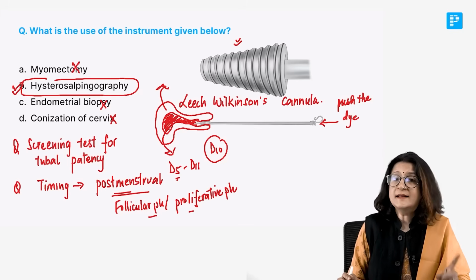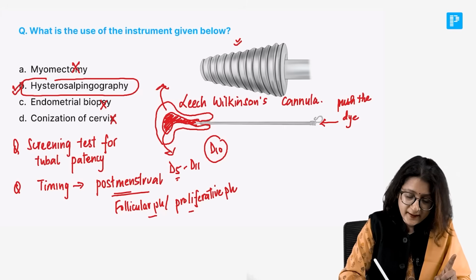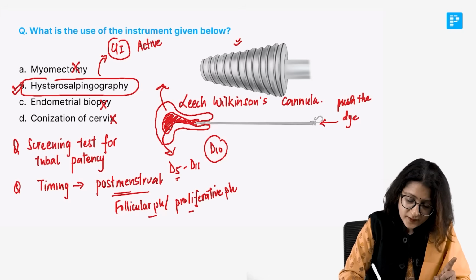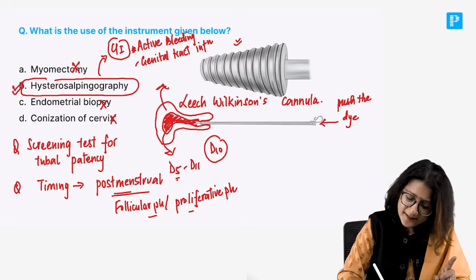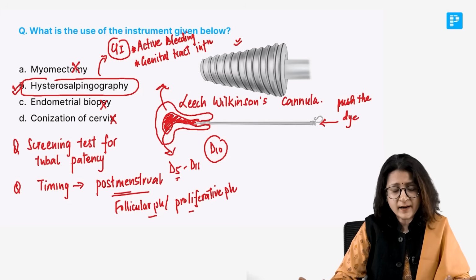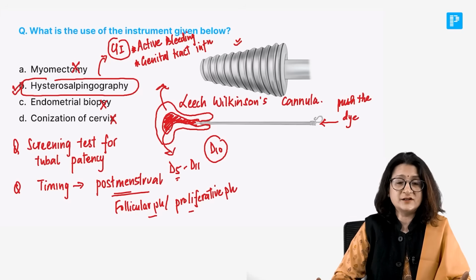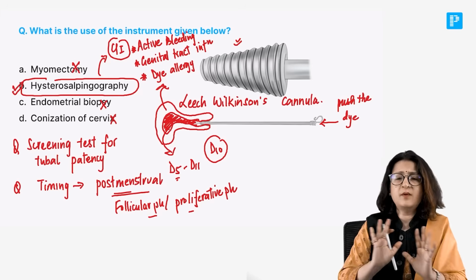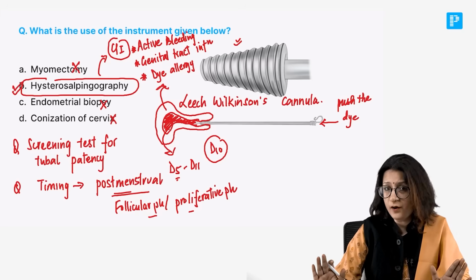Also remember that HSG is going to be contraindicated. What are the contraindications? Like I said, I don't want to do it when there is bleeding. So active bleeding is a very important contraindication. Any genital tract infection that is untreated, we can treat the infection and then perform it if we want. But if there is active genital tract infection, active bleeding, or dye allergy, contrast allergy, remember these 3 important absolute contraindications for HSG.